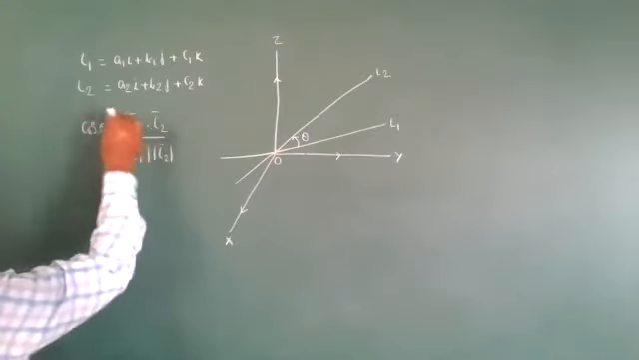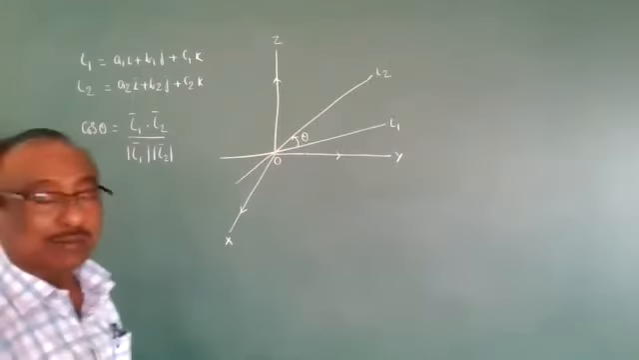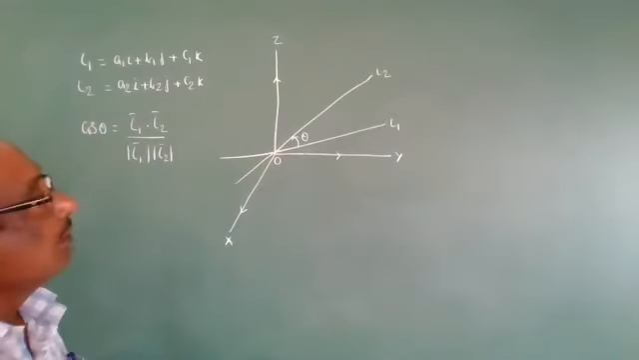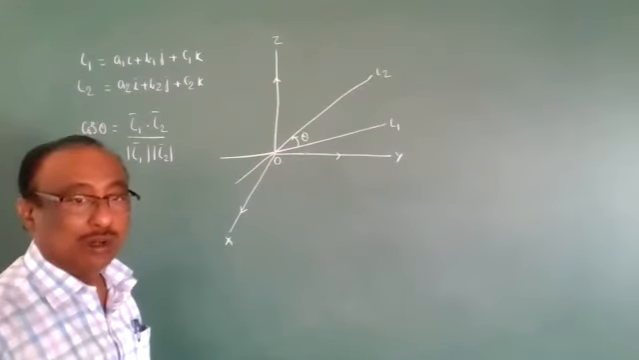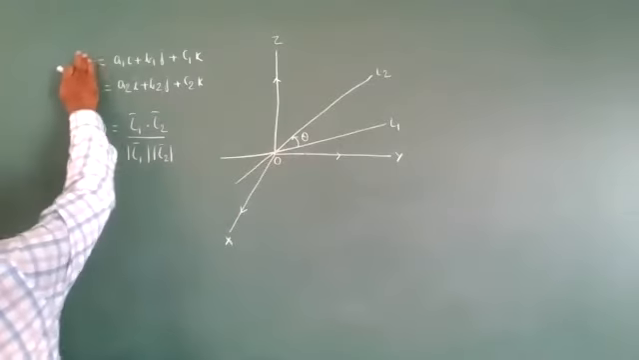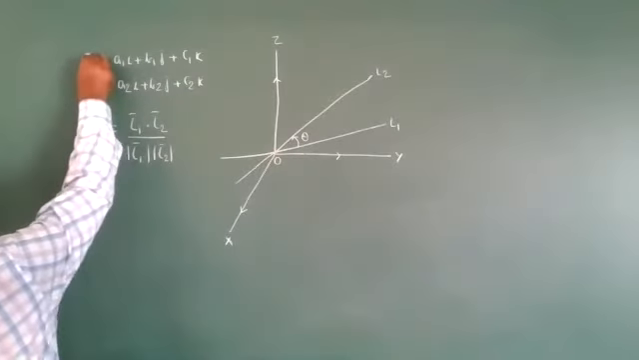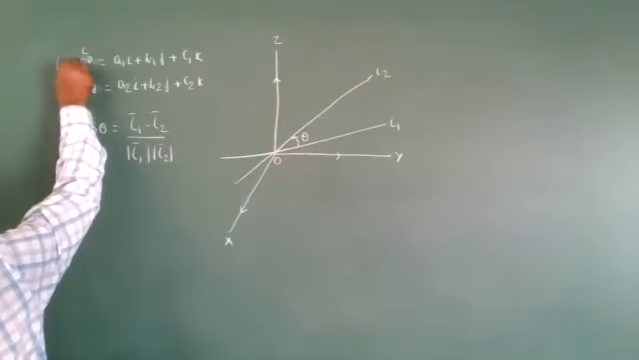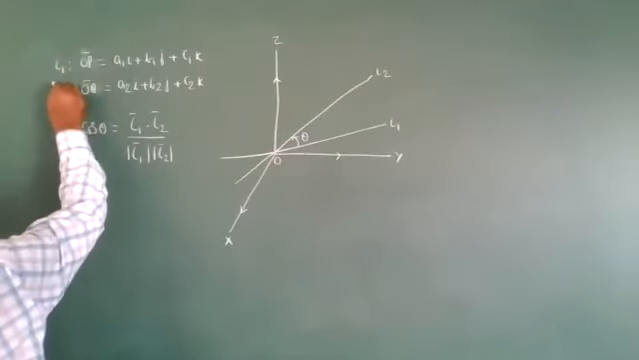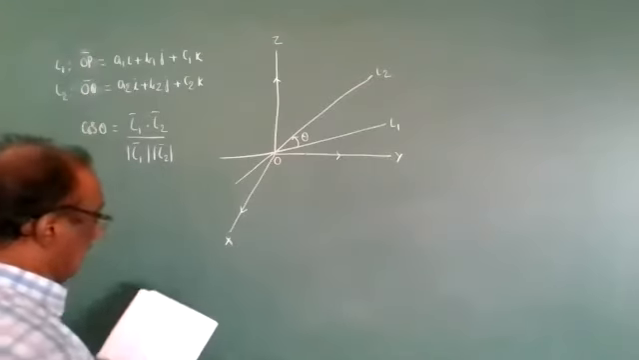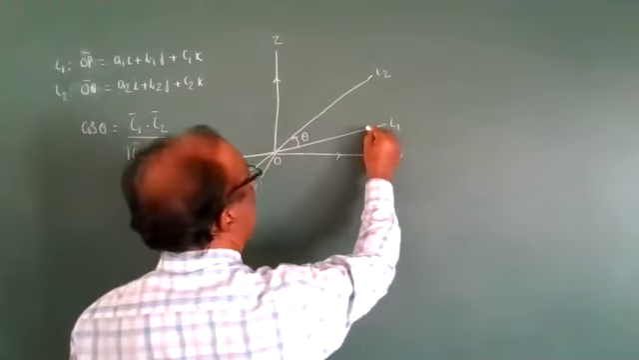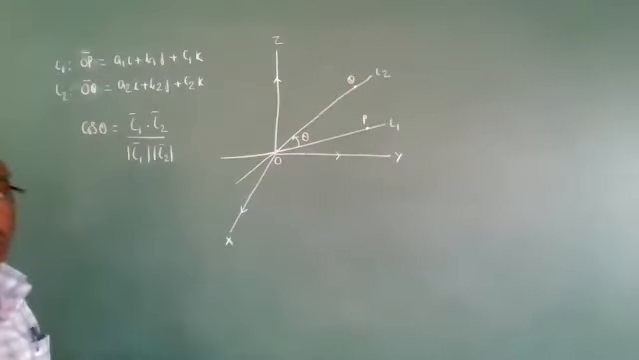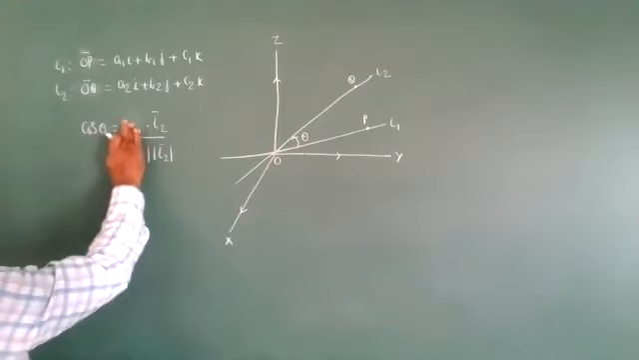by modulus of L1 bar into modulus of L2 bar. Yesterday we put the names A bar and B bar for the vectors, OP bar vector and OQ bar vector. So here it is the OP bar vector, and this is the OQ bar vector. This is the first line equation, and this is the second line equation. That means in the figure, this is the P point and this is the Q point, OP vector and OQ vector.